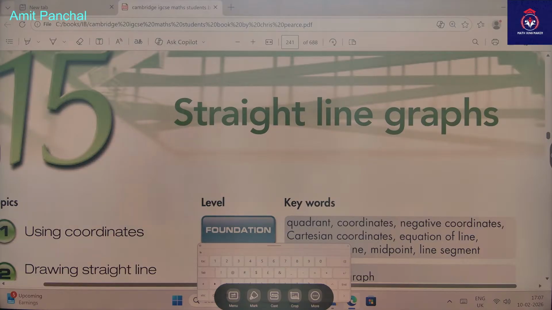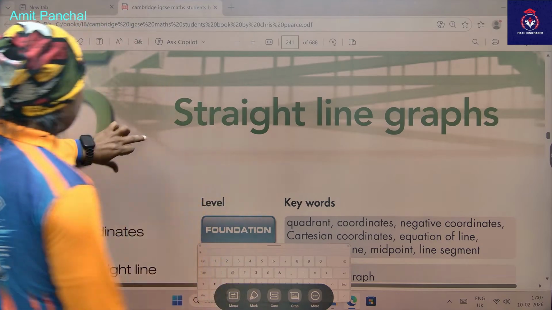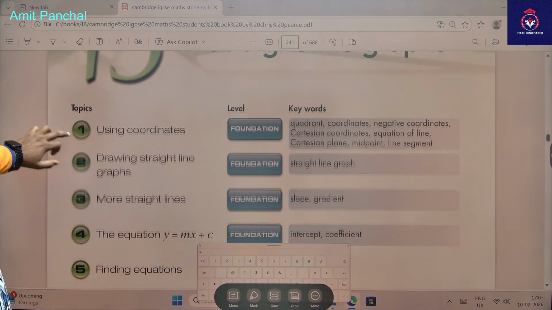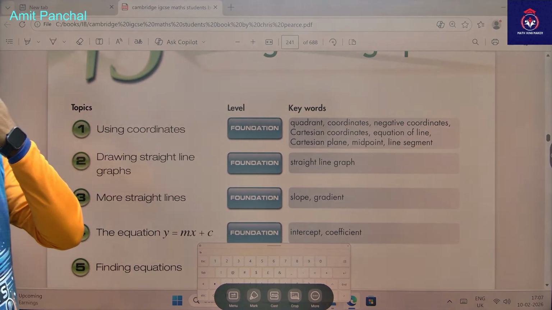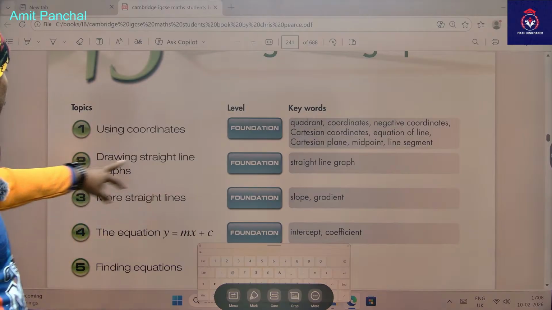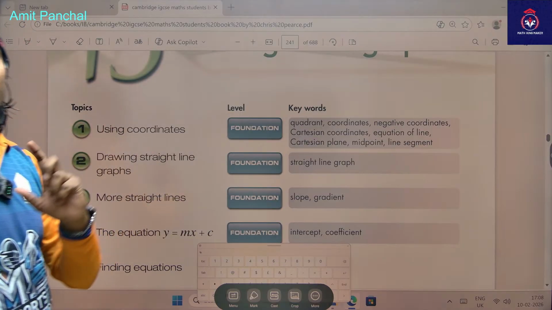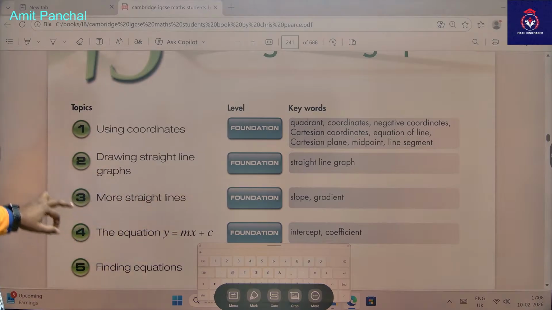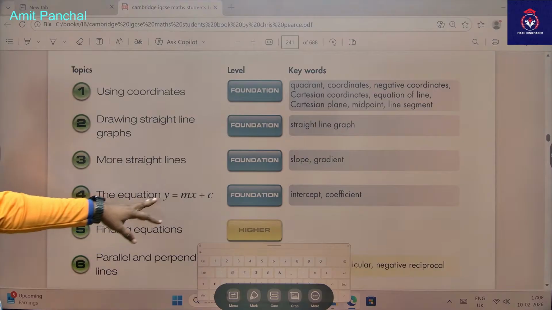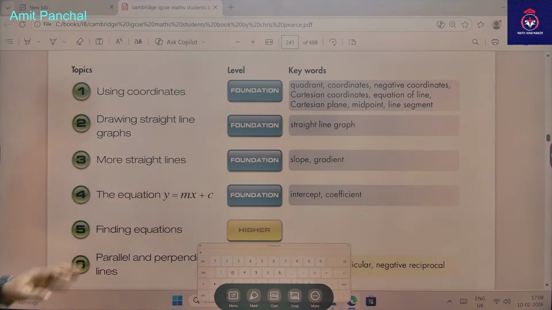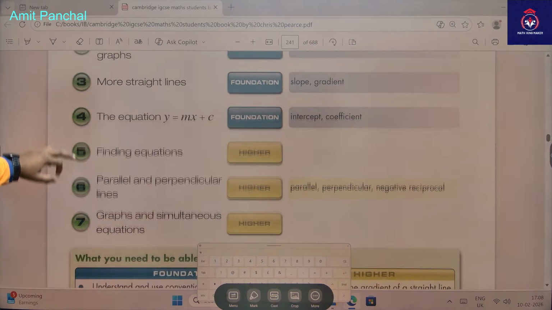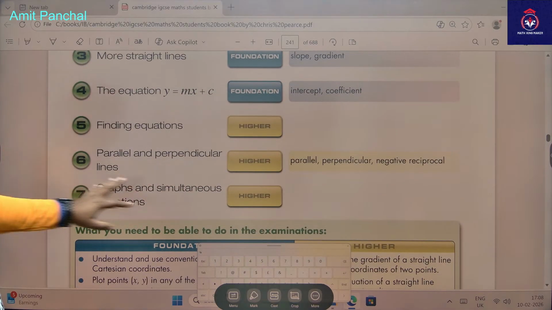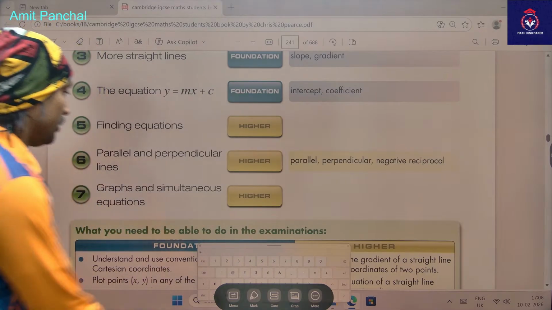Okay, so in this chapter, we'll study coordinates, how to use coordinates, and drawing straight line graphs with the help of coordinates, and slope and gradient of the straight line. And there are certain forms, y equal to mx plus c, it is called as intercept form, and finding equations, parallel and perpendicular lines, and graphs and simultaneous equations. So all these things we are going to study in this chapter.